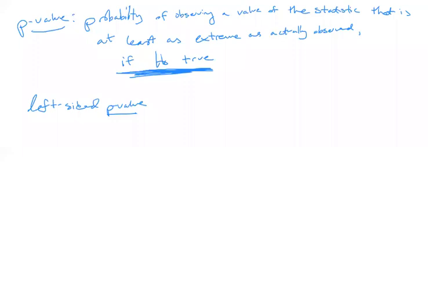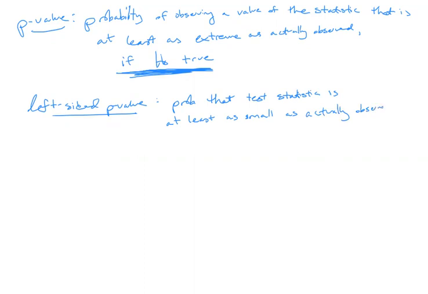So a left-sided p-value is the probability that the test statistic is at least as small as actually observed if the null hypothesis is true. Okay. The probability the test statistic is at least as small as actually observed if the null hypothesis is true.